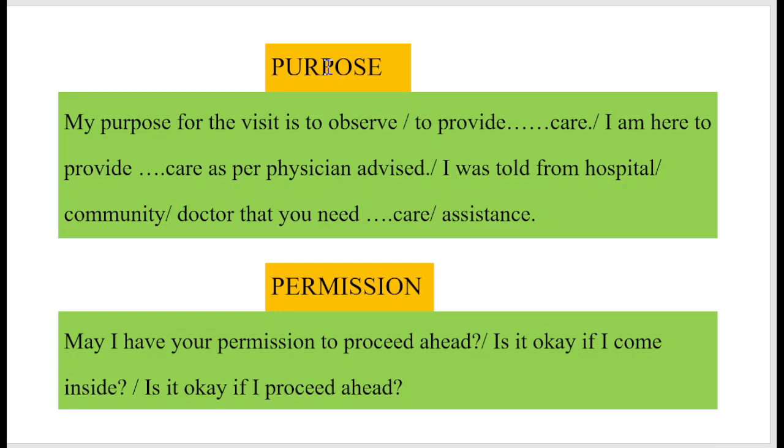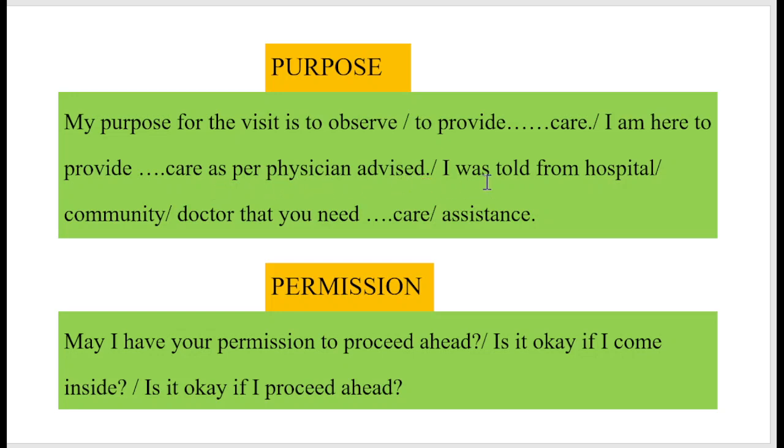In the purpose, you can use any way if you have another version, but I have mentioned a few here. You can use those. My purpose for the visit is to observe or to provide dash care. If you are coming for a procedure, you can say my purpose for the visit is to give the procedure for cleaning your wounds, cleansing your wound, or anything, whatever. Or else you can use, I'm here to provide dash care, whatever care is needed. Wound dressing: I'm here to provide wound dressing as per the physician's advice.